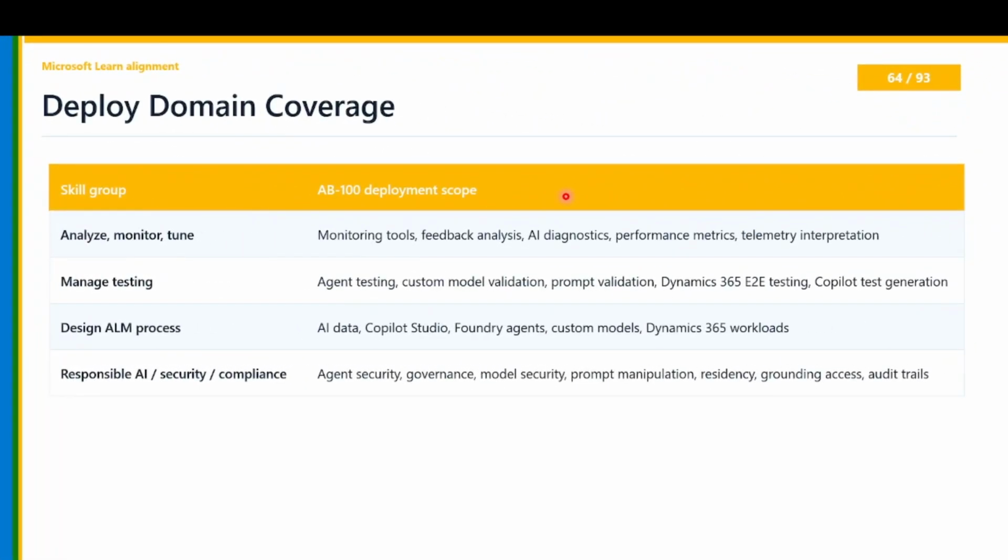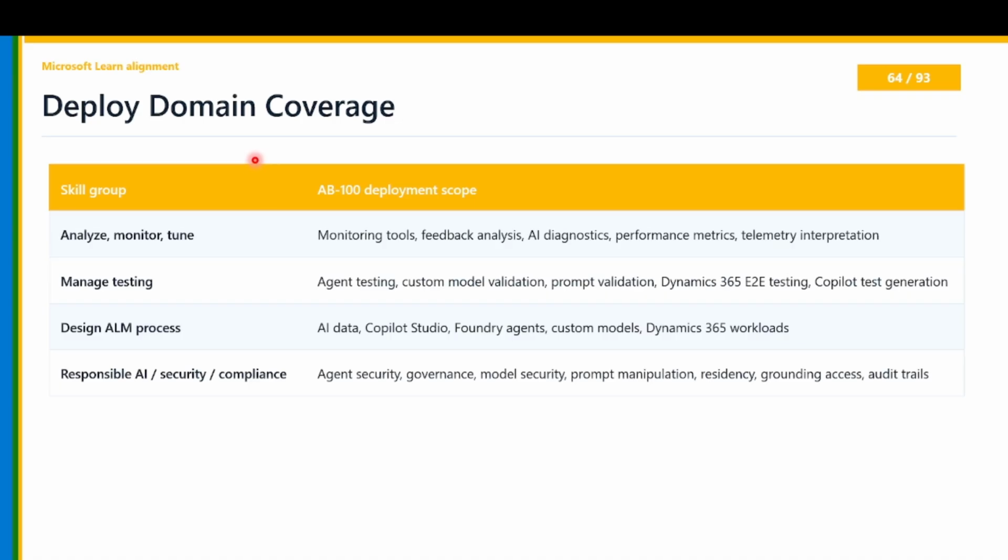And if you listen to this lesson, I think you can even write the examination without reviewing any past questions, because it goes into the detail of what is required. So let's look at what we have on slide 1. Microsoft Learn Alignment, deploy domain coverage.